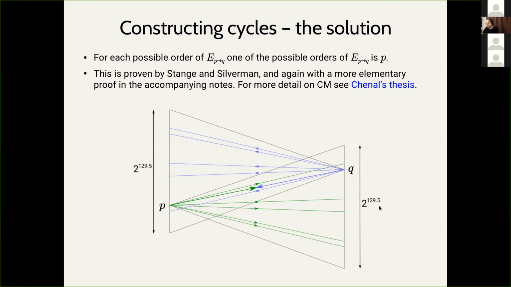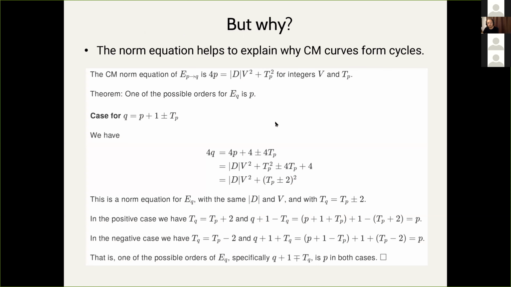But first of all, this is an explanation of why this property holds. There's a proof by Stange and Silverman, but their proof is quite complicated. So I wrote up a simpler proof, and that's in the accompanying notes, which are in the GitHub repo. The proof of the case that we use for Tweedle fits on one slide.